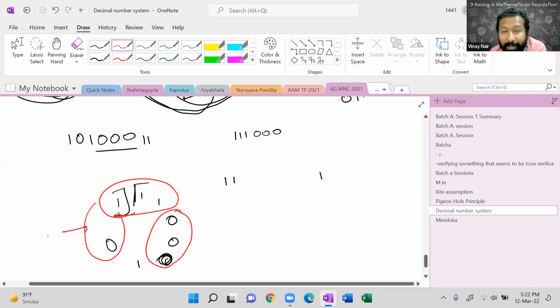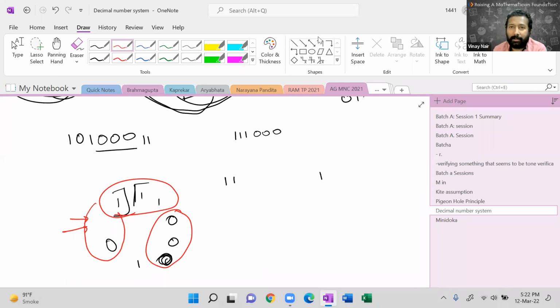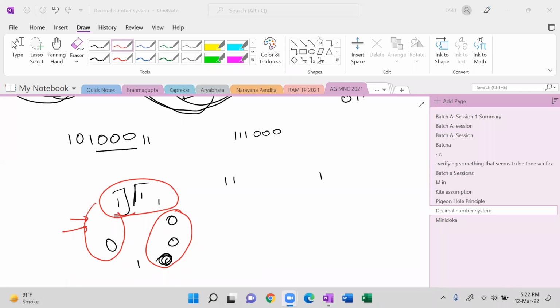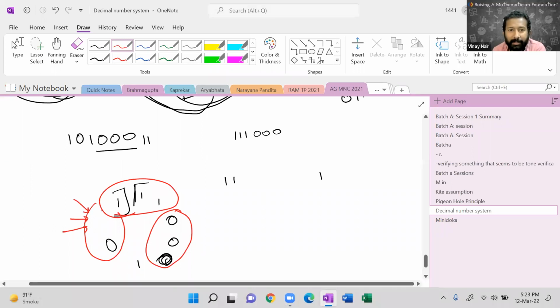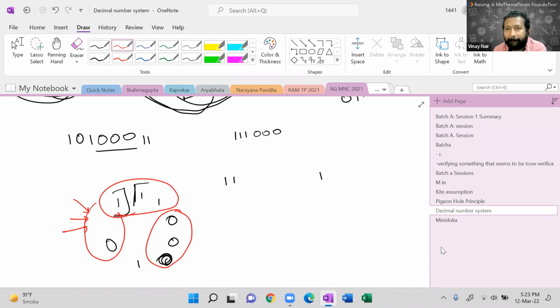this place cannot be 1. Can somebody tell me why this place should not be 1? Why will this place never be 1? Raise your hand. Why can this place never be 1? Bhagyashree. Sir, then 3-1 will be repeated.